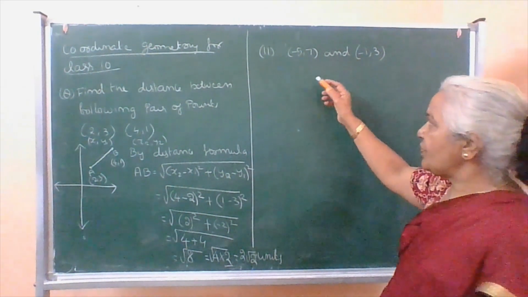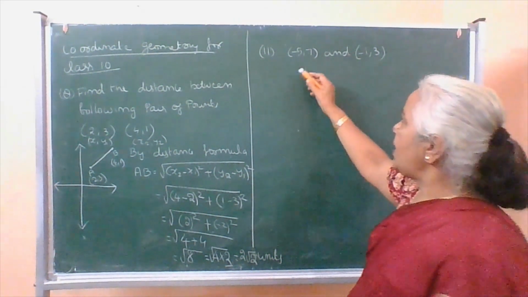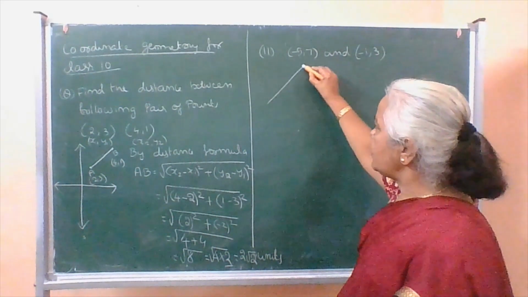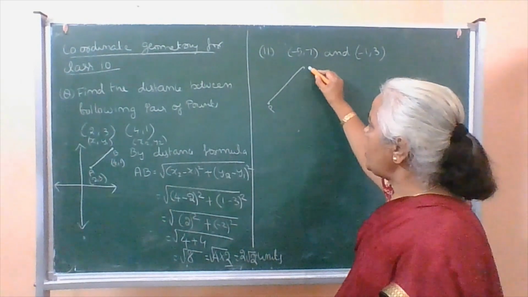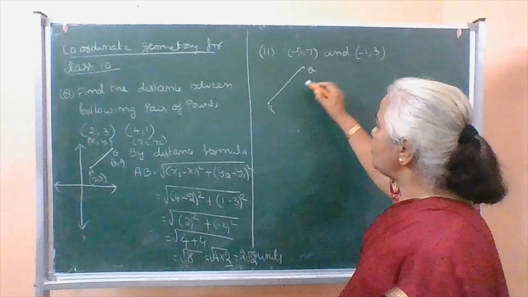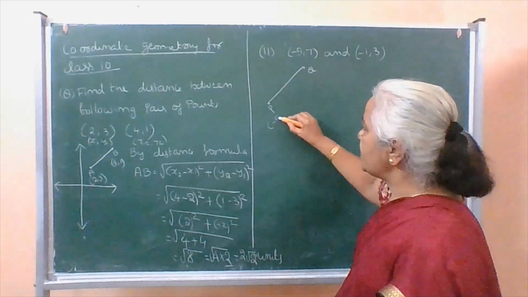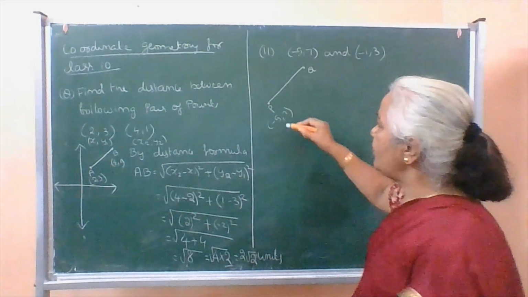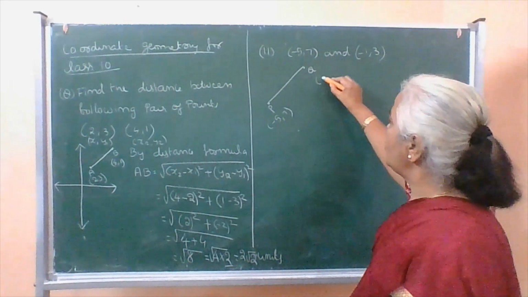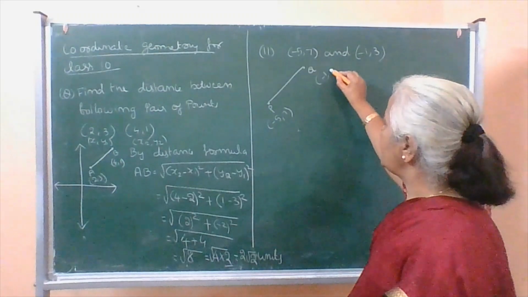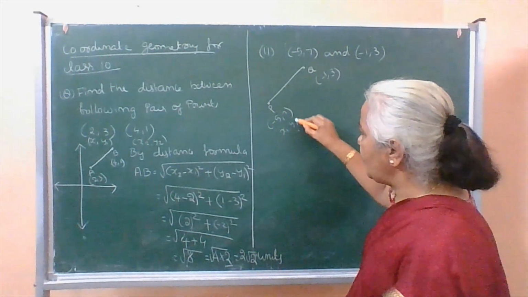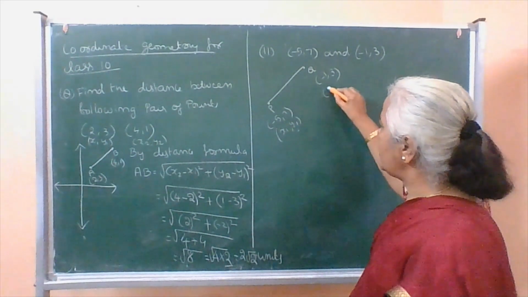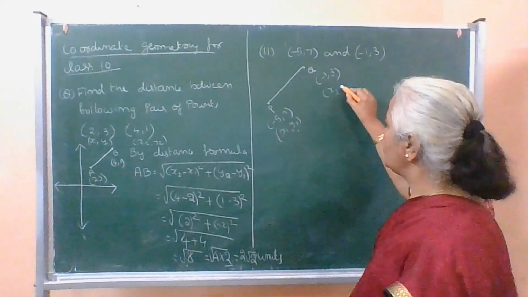And one more sum, and this is minus 5, and we'll give the names P and Q. This point is P and this point is Q, and here the coordinates are minus 5 and 7, and here the coordinates are minus 1 and 3, and this is x1, y1, and here it is x2, y2.